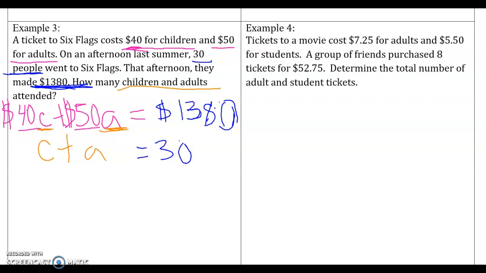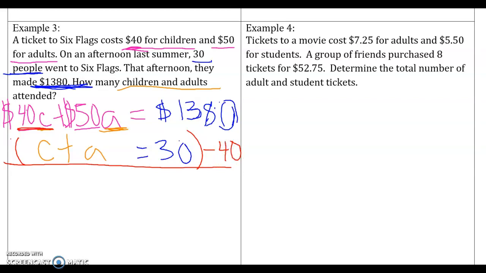Okay, so now when we solve this, when I try to add these two equations together using elimination, nothing cancels out. Well, I have to make the numbers in front of one of my variables the same. So let's make the number in front of children the same. So this is 40. So then what number do I need in front of this C? Well, if this is a positive 40, to make it cancel out, I need the opposite. So I have to have negative 40.